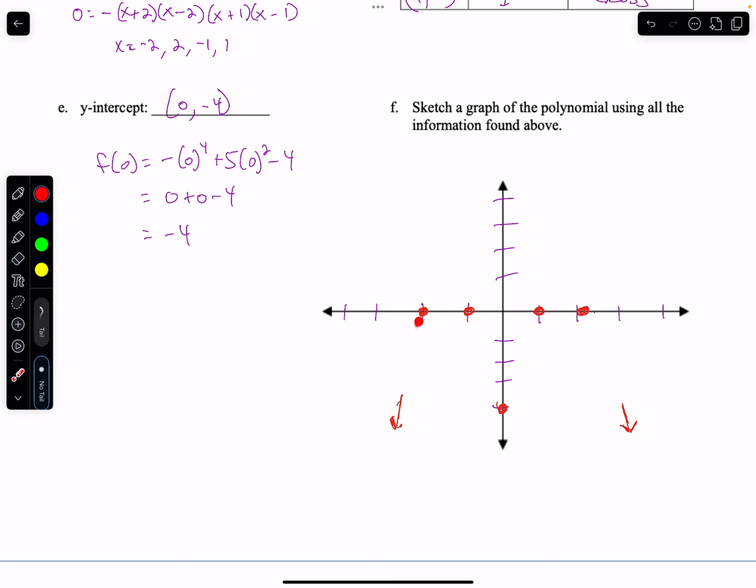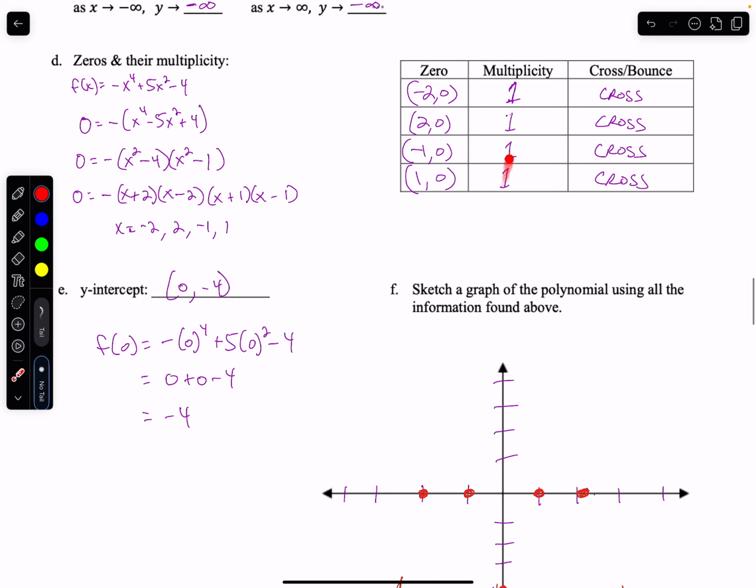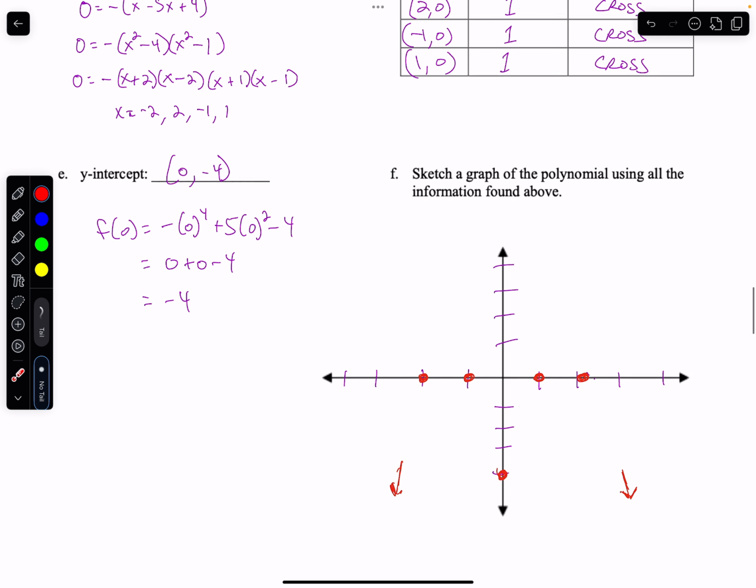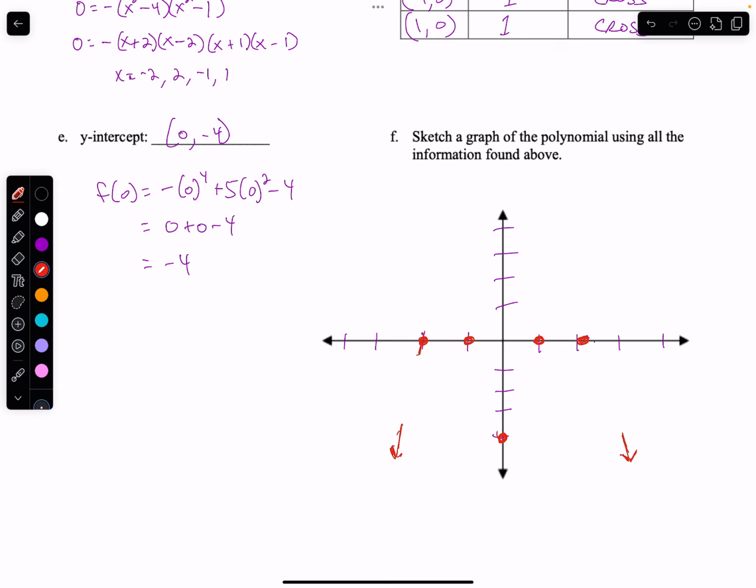So I start coming up here at this zero. I've got to decide if I cross or if I bounce. They're all multiplicity 1, so we cross. At every zero we're crossing, and it's like a straight line. So I go through, turn around, come here, and go straight through. I like to do this first, before I sketch the whole thing out, to find out what's happening at the zeros. Then I come down here, pass through my y-intercept, and turn around, maybe right at my y-intercept. Come back up and cross that way, a straight line because it's a power of 1.